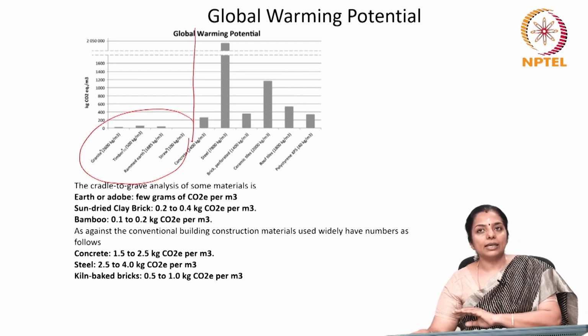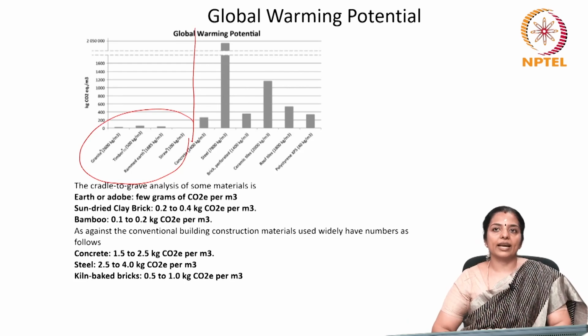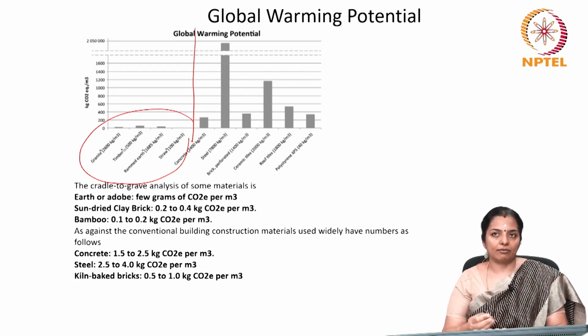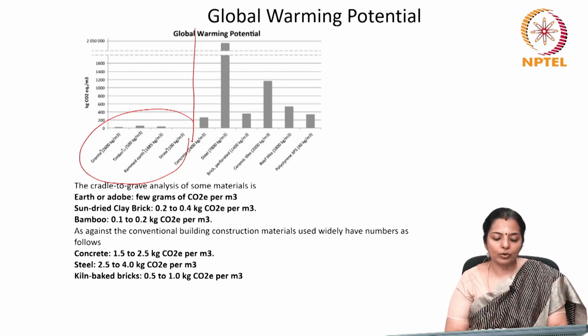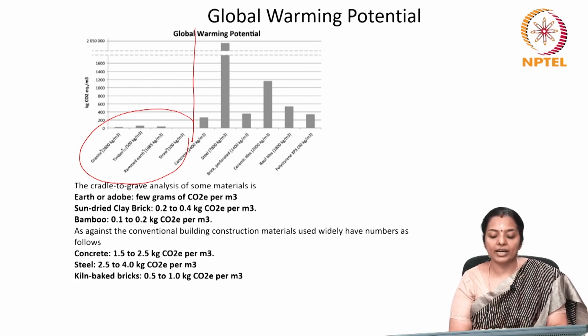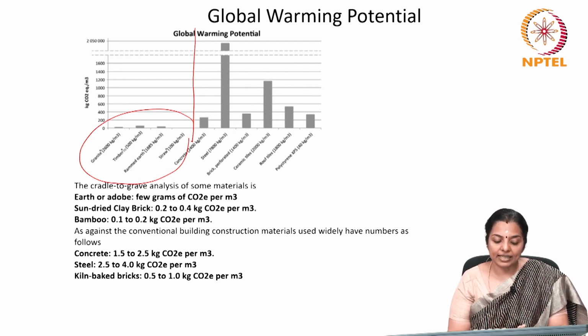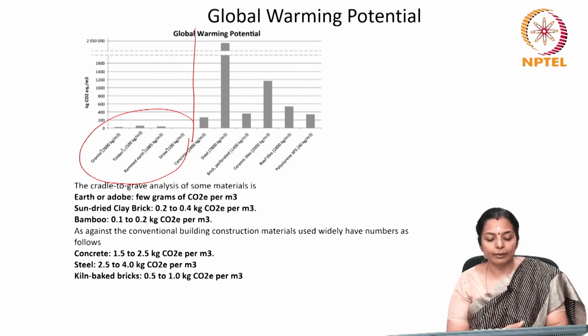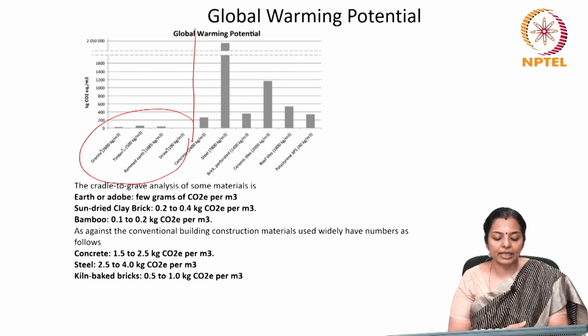So, now some of the cradle to grave analysis of materials that I have selected is, say, if we look at earth or adobe, it is a few grams of carbon dioxide equivalent per meter cube of the material. Sun-dried clay brick has 0.2 to 0.4 kg carbon dioxide equivalent per meter cube, and bamboo has half of that. It is even less. But look at the carbon dioxide equivalent of modern building materials or conventional building materials.